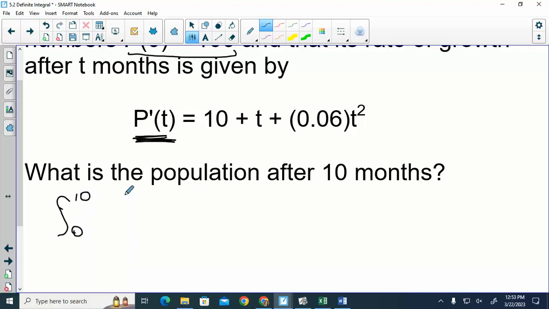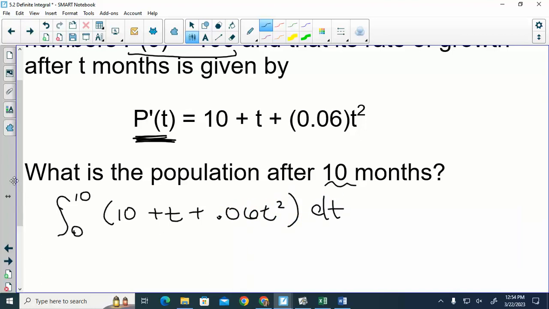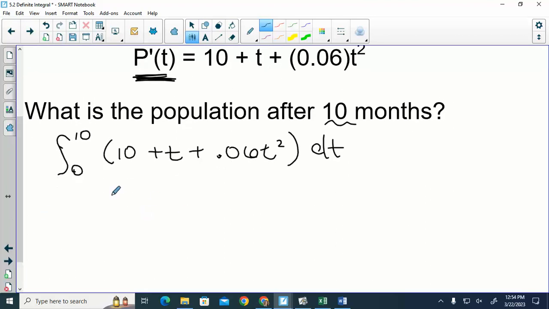0 to 10 months, because we couldn't have a negative time and we want to know after the 10 months. Exactly. Okay, so antiderivative of 10 would be 10t. Antiderivative of t would be 1/2 t squared. 0.06 t squared. So that'd be a t to the third, so 0.02.